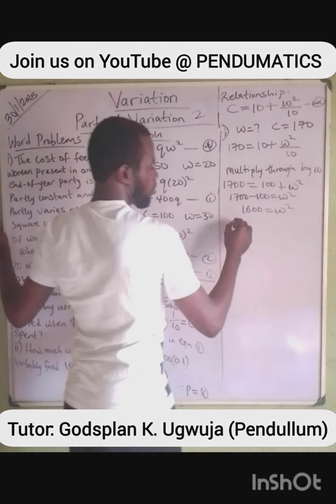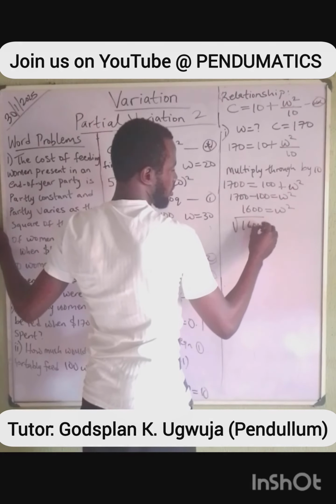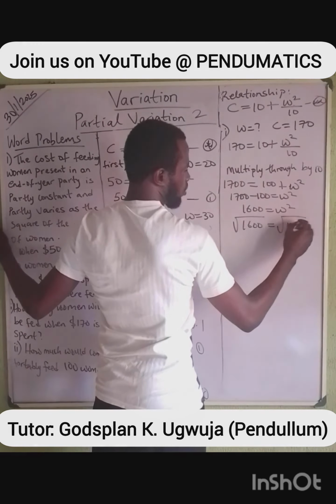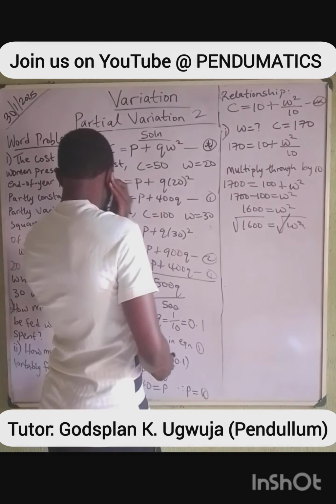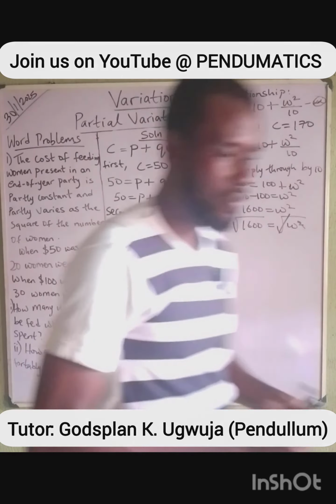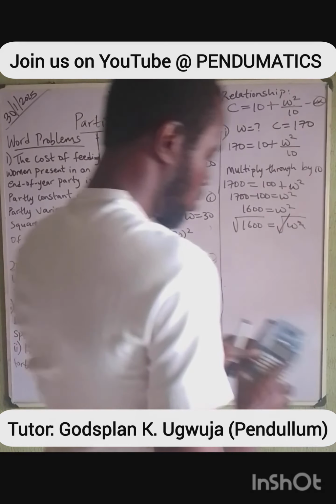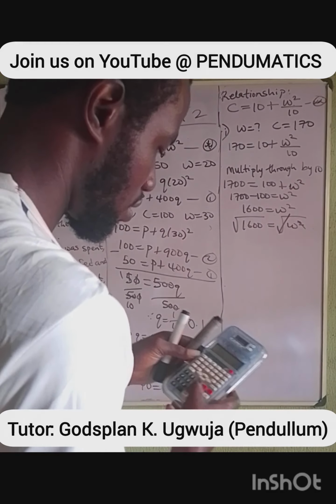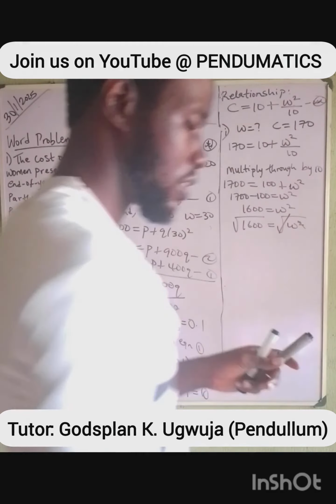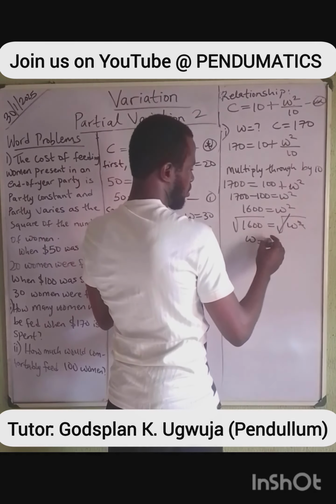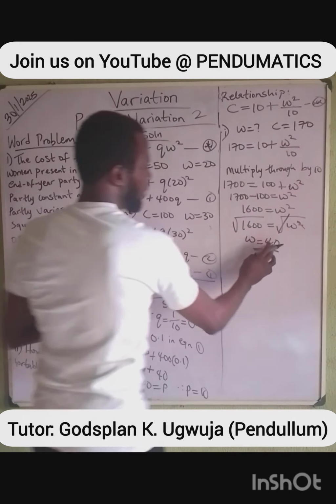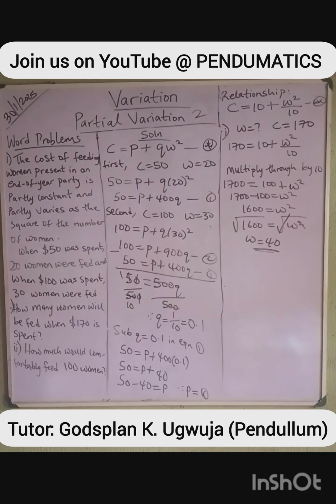And then obviously to find W, we take the square root of both sides so that this square root can cancel the square. And then the square root of 1600 should be 400. Let me confirm. Not 400, I think it should be 40. Square root of 1600, 40, yes. Alright, so W is equal to 40. That means when $170 is spent, 40 women will be fed.